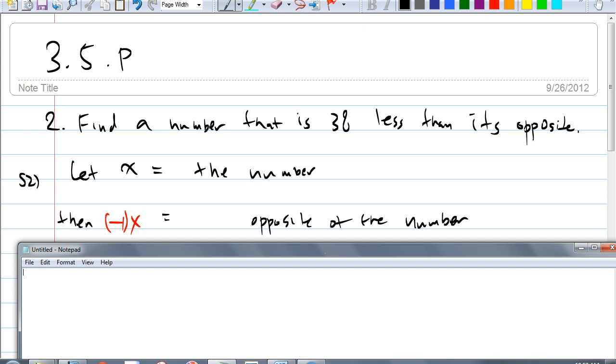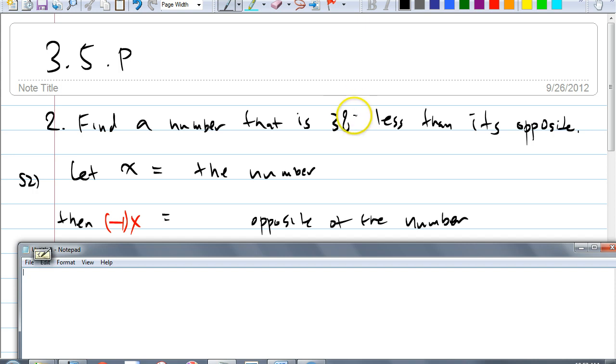Okay, so then, anybody know how to write an equation for this simple question? Tajwar? x equals. Good, x equals. Why did you write x equals to start with? That's exactly right. It says find a number that is. What does is mean? Equal to. So find a number that's x, right? That is, which is equal to. Then what, Tajwar? Negative x, or negative 1x minus 38. Good.